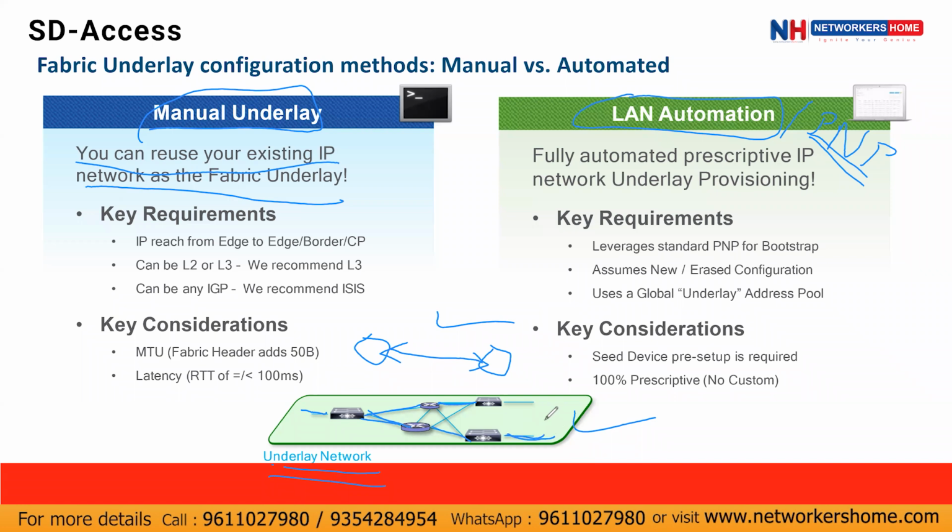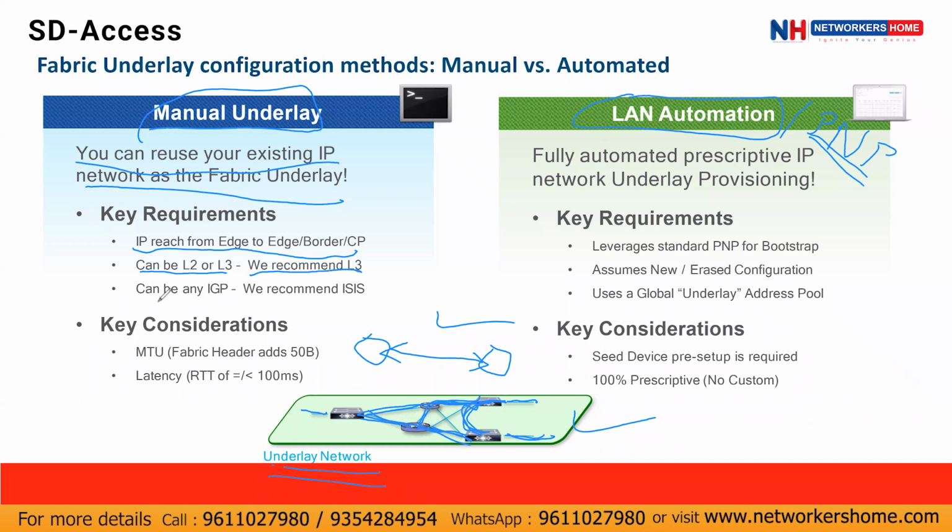So if a client is connected here and you are connected here, and we need communication between them, it will look like a single hop. But in actual reality, it will all traverse this way. Now, the key requirements for manual underlay: you need to keep IP reachability from edge to edge, and from edge to border and control plane node. So this has to be reachable anyways, either this way or this way. Anything is okay.